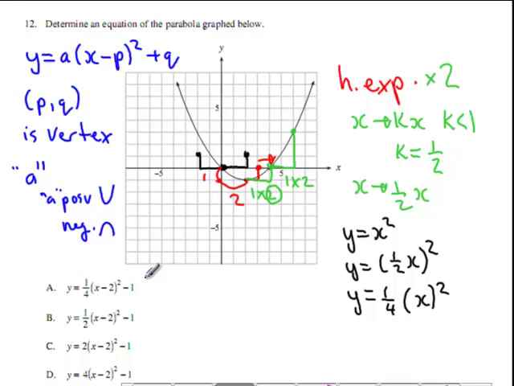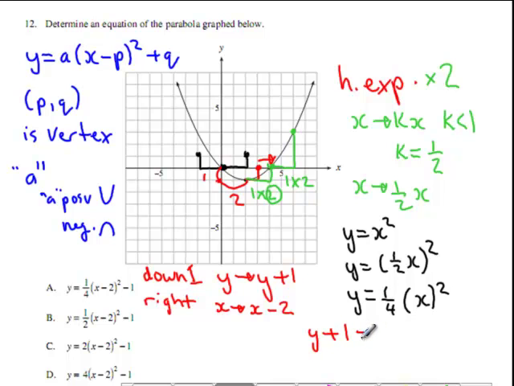Our first one we could do down 1, which is y becomes y plus 1. Be careful, not y minus 1. It's y minus the k value, k in this case negative 1. And then we've got right 2, so x becomes x minus 2. So here's our function so far. We're going to replace y with y plus 1, and we're going to replace x with x minus 2.